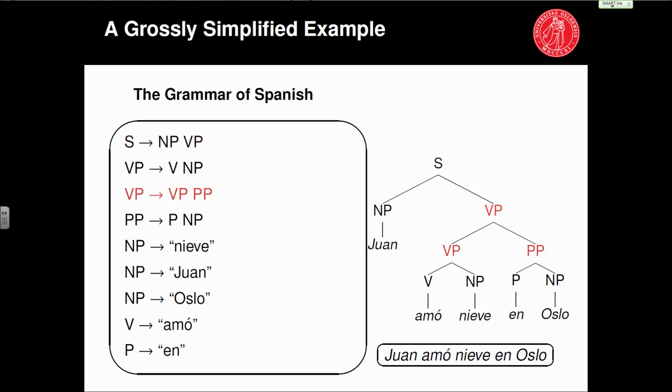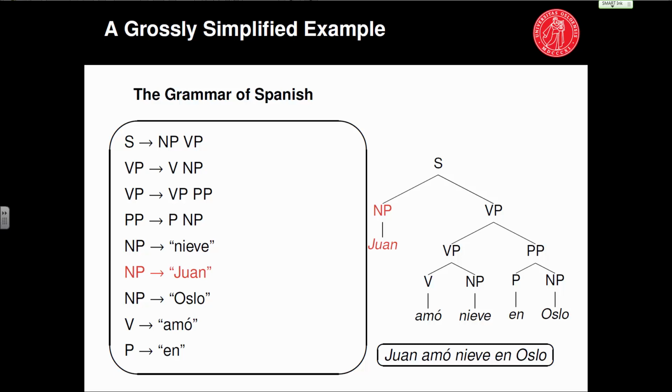I can do this recursively. So this VP daughter here is an instance of another rule of the grammar. And same down here. And here I have something that I call a PP, a constituent of type PP, whose daughters are a constituent of type P, followed by a constituent of type NP. You probably see what I'm doing here.